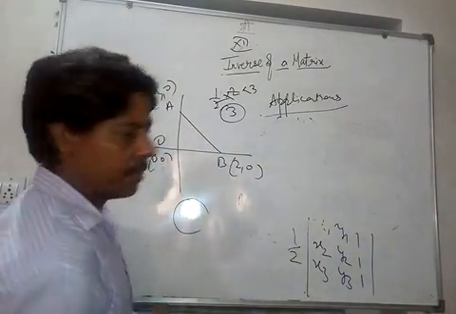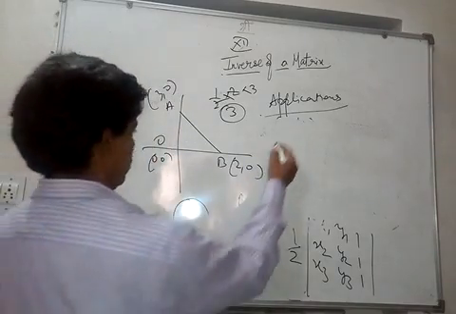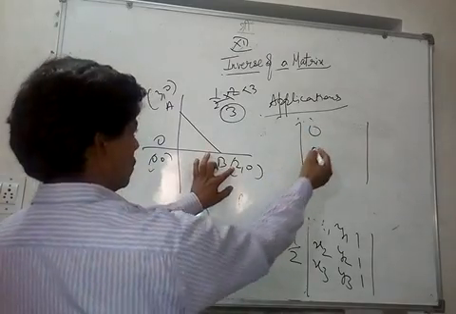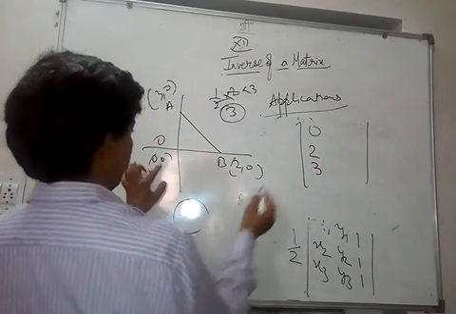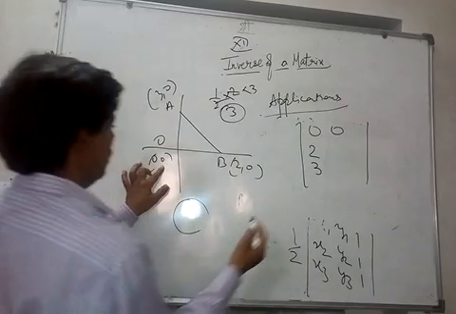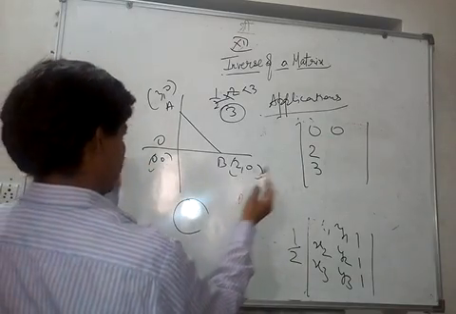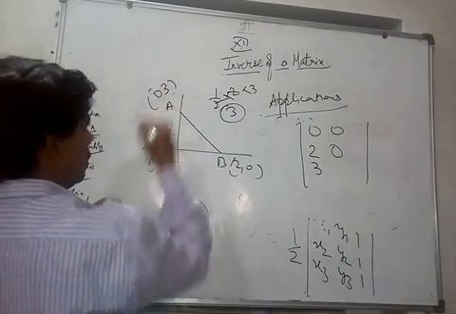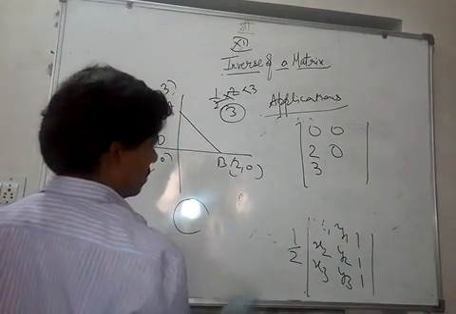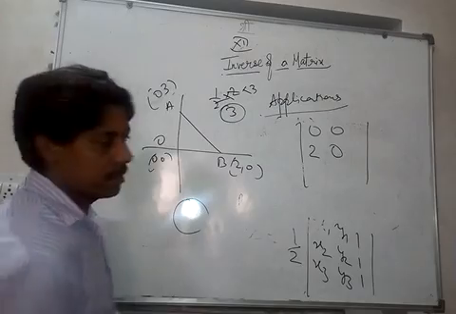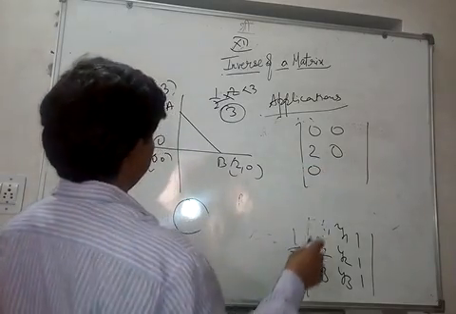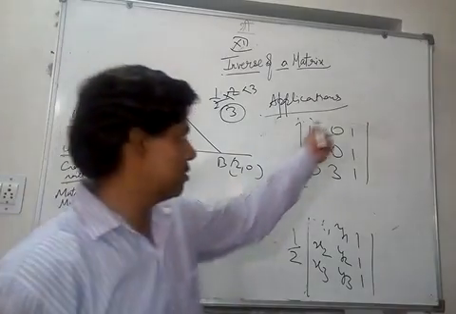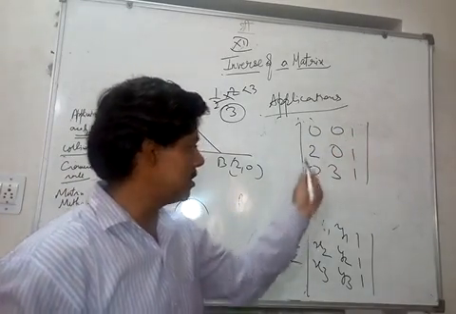The formula is very simple. What are x1, x2, and x3? x1 is 0, x2 is 2, and x3 is 3. y1 is 0, and y2 is also 0. y3 is, this is 0 comma 3, so we will get 3 here on the y axis, and then 1, 1, 1. So we can expand along the first row.